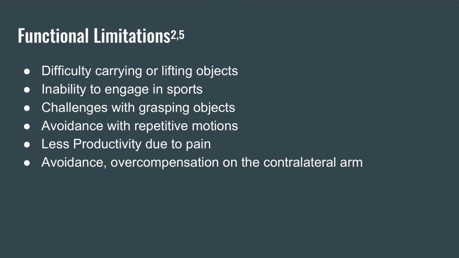For functional limitations, most of these are just going to be due to the pain. They're not going to want to do anything that's going to intensify the pain. So they're going to have difficulty carrying or lifting objects, inability to engage in sports, challenges with grasping objects, avoidance of repetitive motions, less productivity due to pain, and they're going to overcompensate on their contralateral limb.